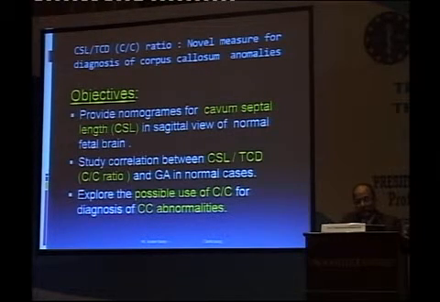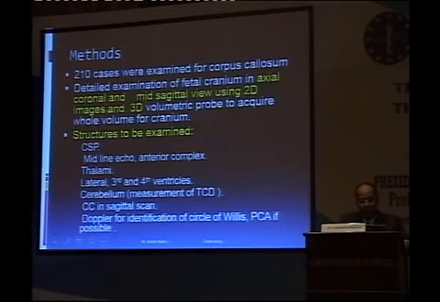So the objectives of this study were to provide nomograms for the cavum septum length in sagittal view of the normal fetal brain, and to study the correlation between the cavum septum length and transcerebellar diameter, what we call the CC ratio, and gestational age in normal cases, and to explore the possibility of using this CC ratio for diagnosis of the corpus callosum abnormality.